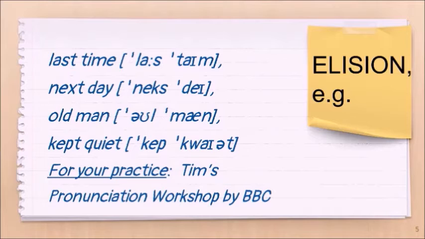There are many cases when consonants just disappear, especially in quick speech. The term elision is used to name this. For example, final t, d, when the following word starts with the same consonant: last time, next day, old man, kept quiet.